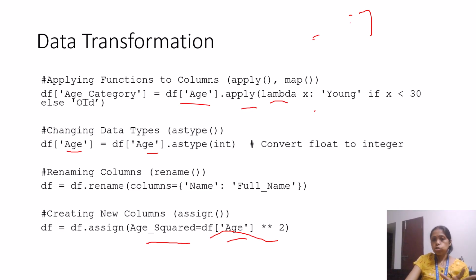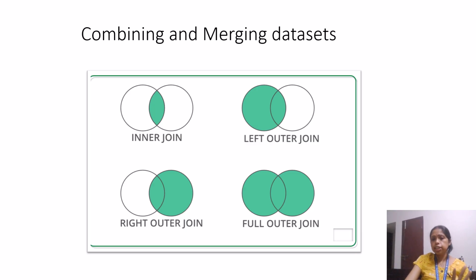Like this, so many operations are there. How can you combine data sets using inner join, left join, right join, outer join, full outer join? This I will discuss in the next lecture. Okay.